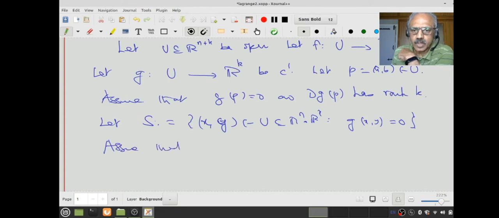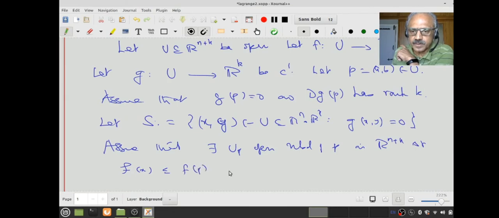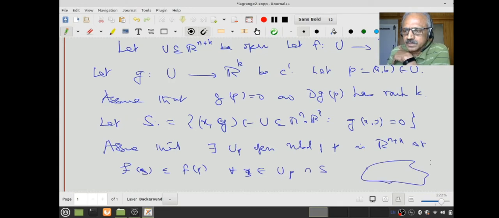Assume that there exists U_P, an open neighborhood of P in R^(n+K), so that f of x is less than or equal to f of P for all x in U_P intersection S. Look at the picture. This is my U, this is my U_P, and this is my S, and this is U_P intersection S.